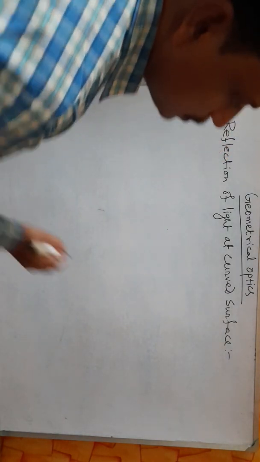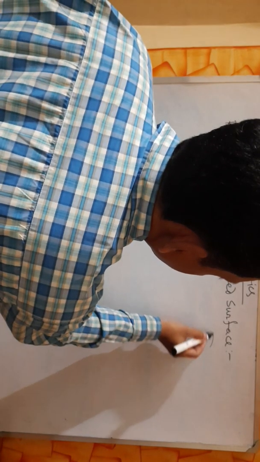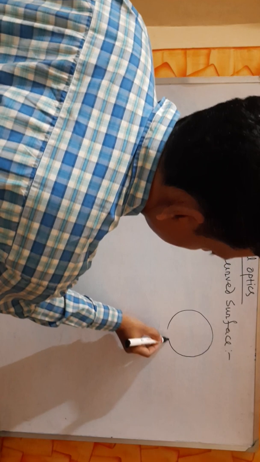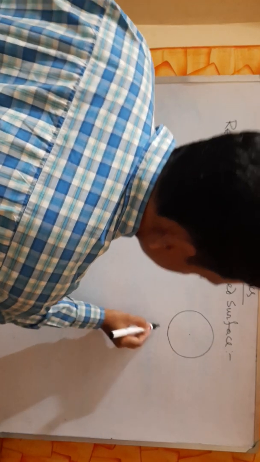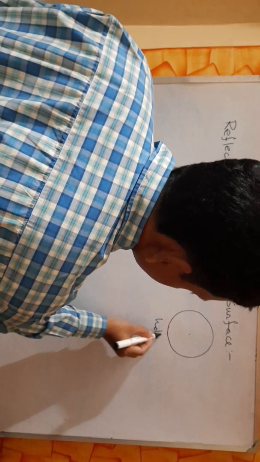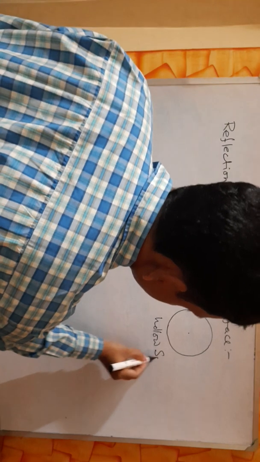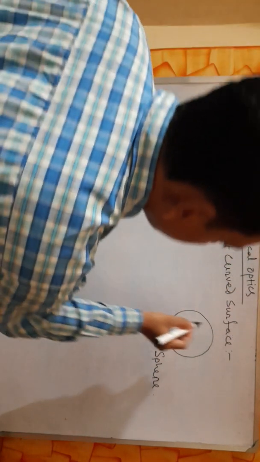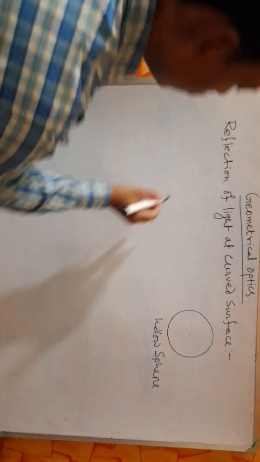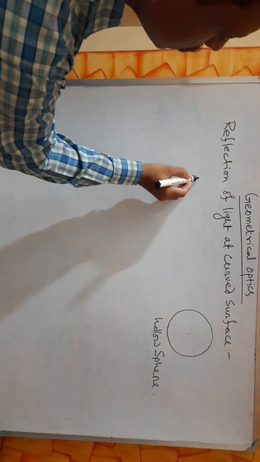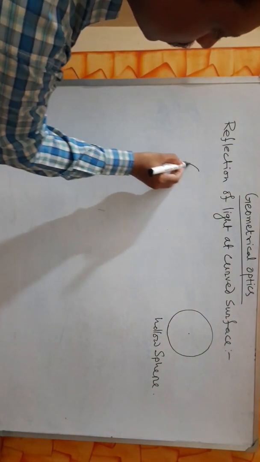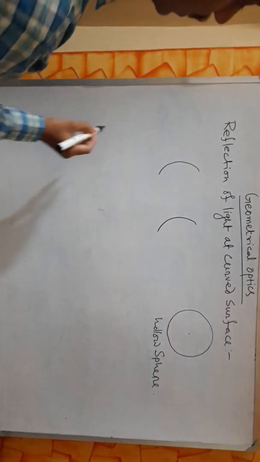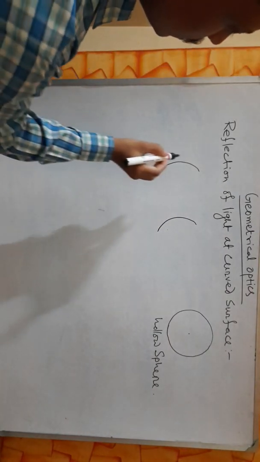A spherical mirror is a part of a hollow sphere that is cut to make the mirror, and one side is silvered.